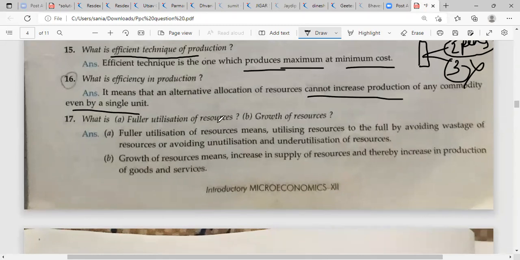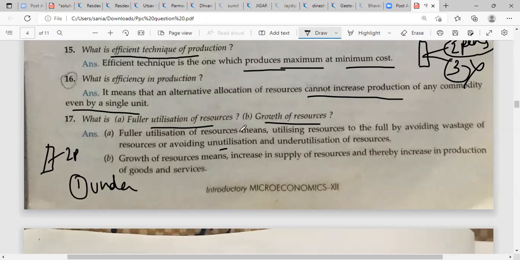Next is, what is fuller utilization of resources and growth of resource, right? So fuller utilization of resource means utilizing resource to the full by avoiding wastage of resource or avoiding unutilization and underutilization of resource. For example, from this resource you can produce 2 pens, but you are only producing 1. That is underutilization, right? And for example, from this you can produce 2, but you are producing 0. That is unutilization, that you are not at all using it. Under means you are utilizing it in less terms, and un means you are not using it at all, 0 production.